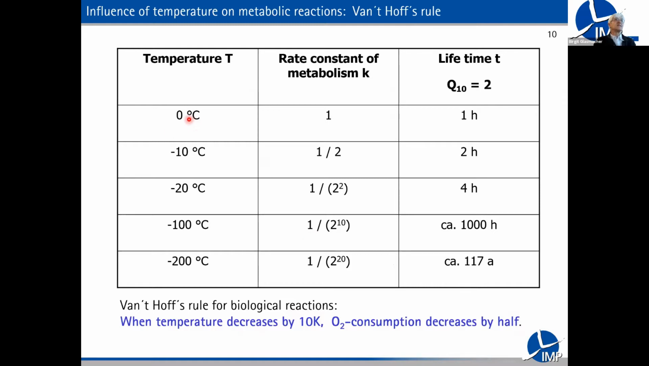You see here, if we start at 0 degrees centigrade and say we have a lifetime of 1 hour, then at -20 degrees centigrade, we are at 4 hours. And at -100 degrees centigrade, we are at 1000 hours. You see there are a lot of freezers at -80, and 1000 hours of storage lifetime is not very much. But as soon as you go down to liquid nitrogen, then you have more than 100 years, which we do not normally need in the field of regenerative medicine. But you see that storage at deeper temperatures gives a much longer shelf life for your product.